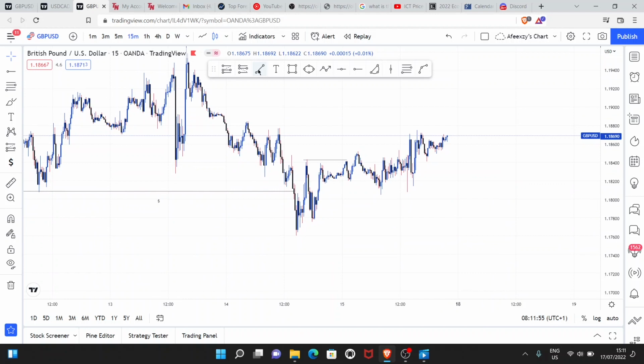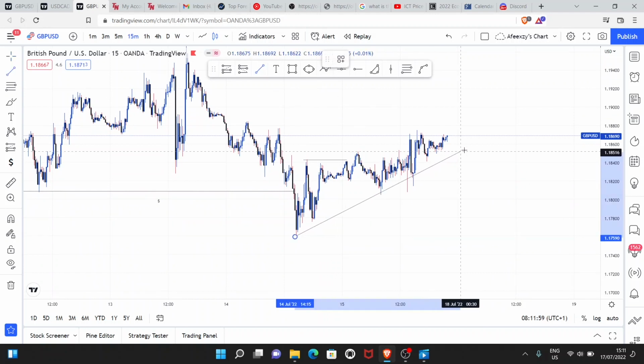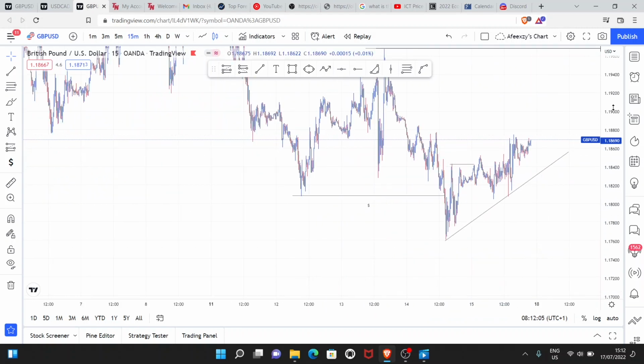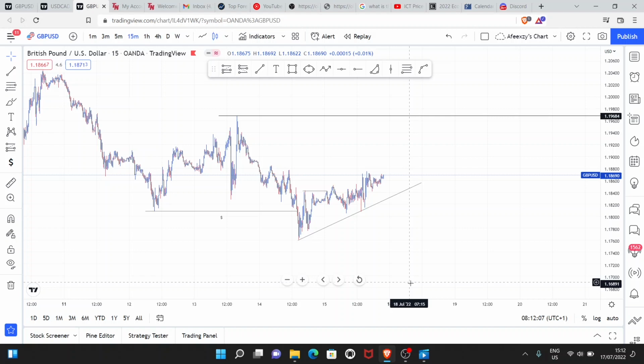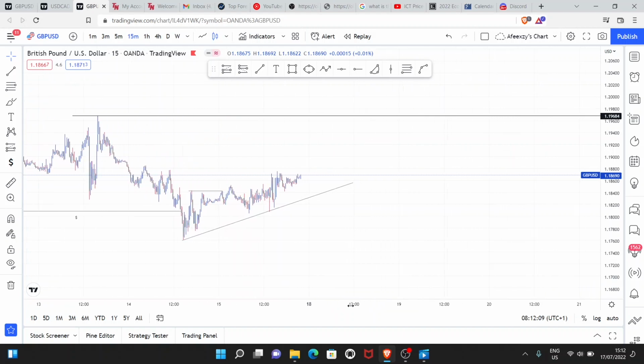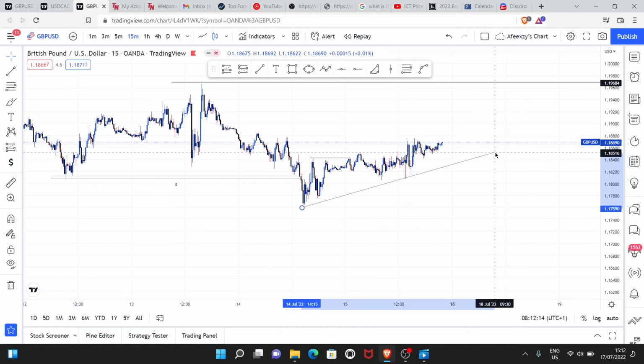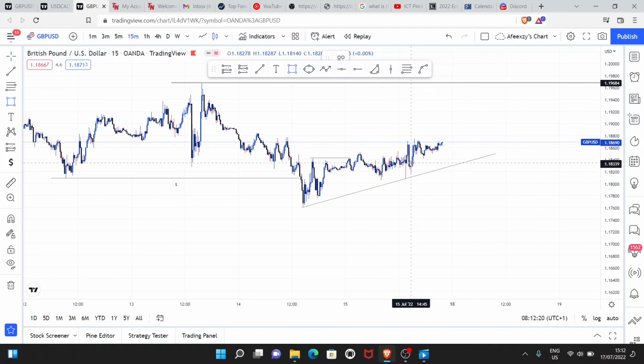From 15 minutes time frame, I'll be watching these zones over here. And also for my 15 minutes time frame, I can see some kind of trend line here. So let's see how it plays out. So on this trend, I'll be watching this point here, this zone rather. I'll be watching this zone.